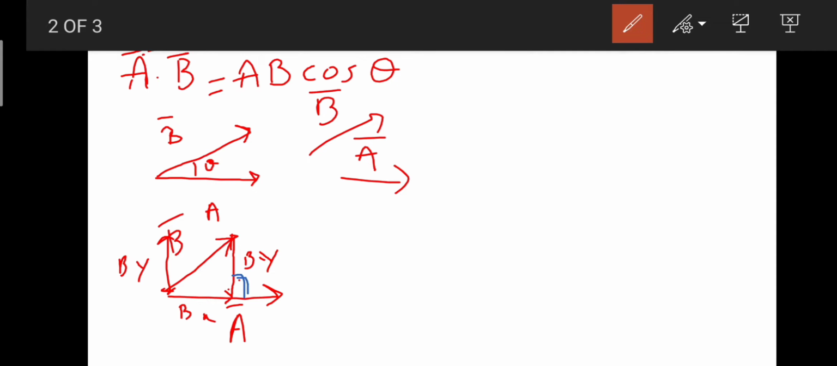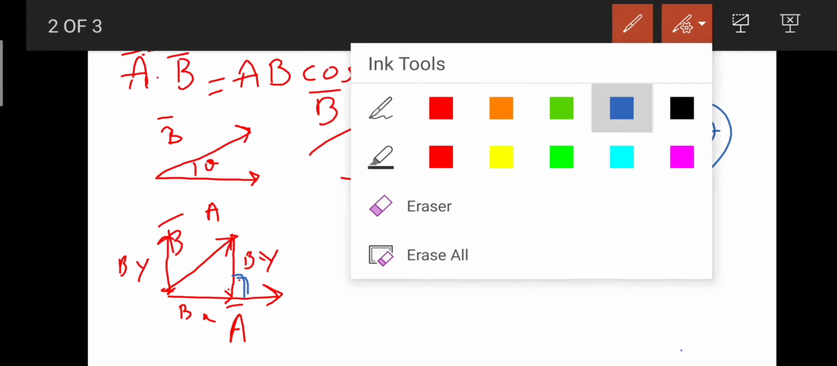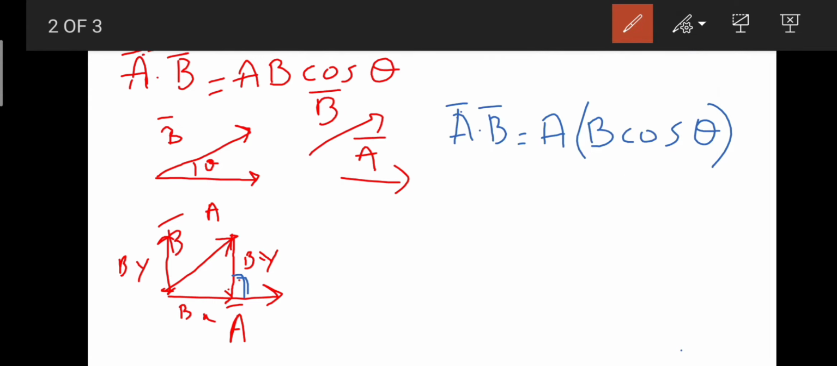So I can write, a dot b is equal to a multiplied with the projection of b in the direction of a, or you can say the component of b in the direction of a, right? So that's how we multiply two vectors. There could be another case in which I say that this is the vector a and this is the vector b.